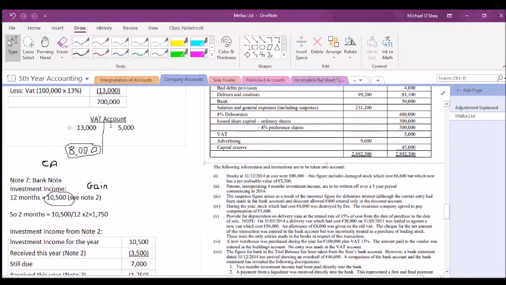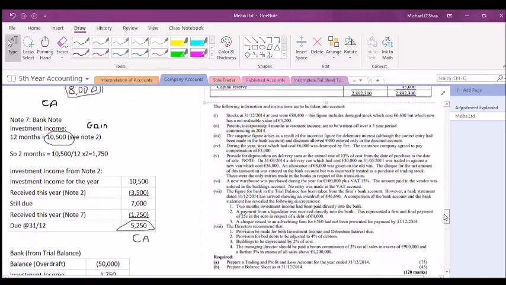The 8,000 therefore is the remaining amount that's left to pay. 13,000 has been paid, 5,000 is owed, therefore there's an 8,000 euro difference. That 8,000 just happens to be on the debit side, which means that it is an asset. So the VAT account will actually be an asset at the end of the year in the balance sheet. It's an asset of 8,000.